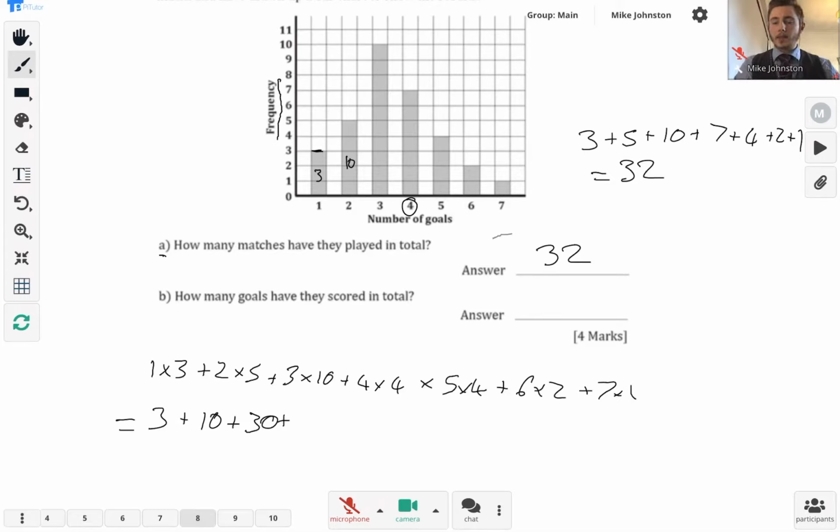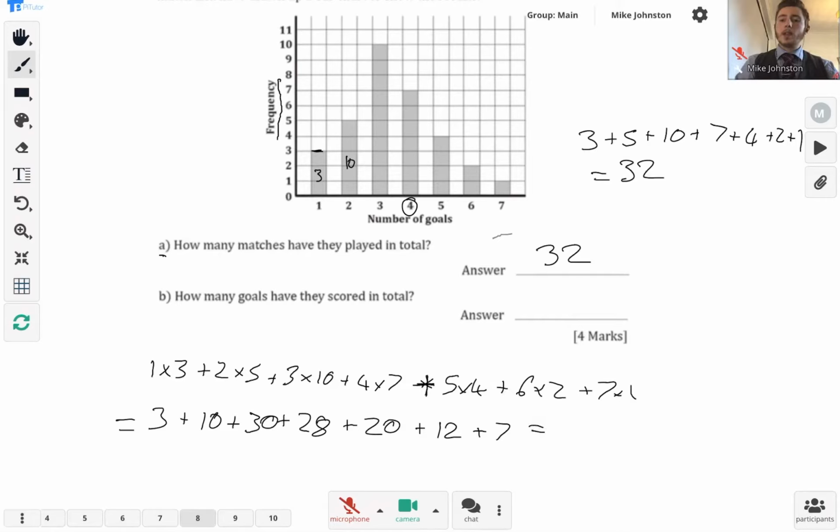Always be careful as you go along. If you hear something that doesn't sound right, check back quickly, because as you can see, it's very easy to make a little mistake like I just did there. So that should be 4 times 7, which is 28. That should be plus there. Plus 5 times 4, which is 20. Plus 6 times 2, which is 12. Plus 7 times 1, just 7.